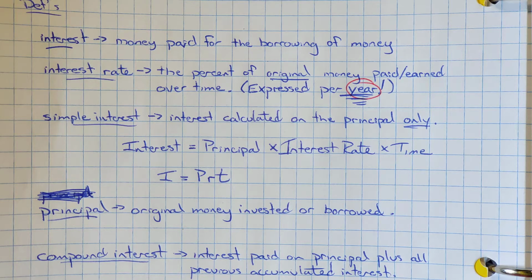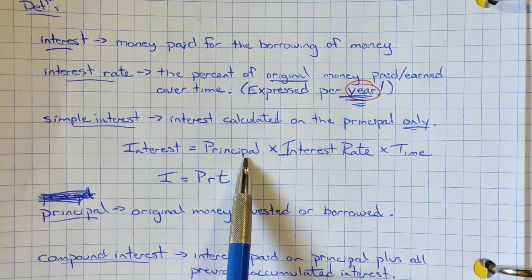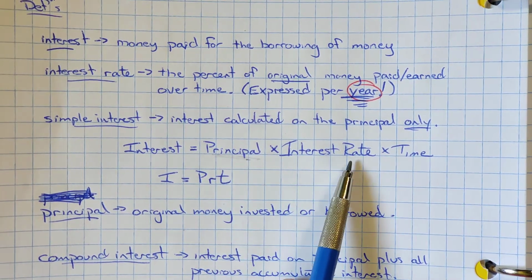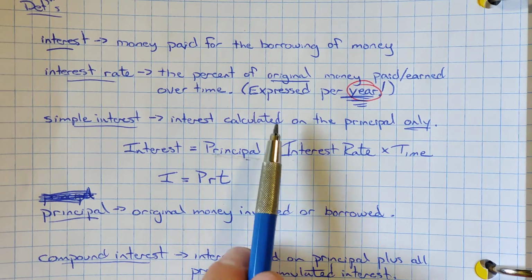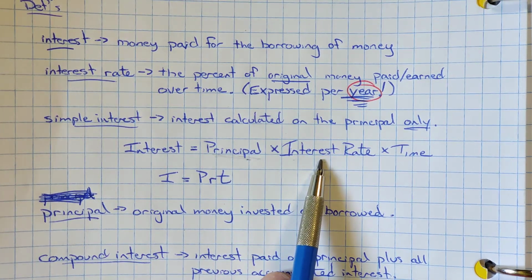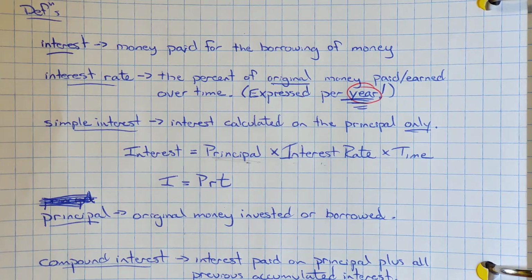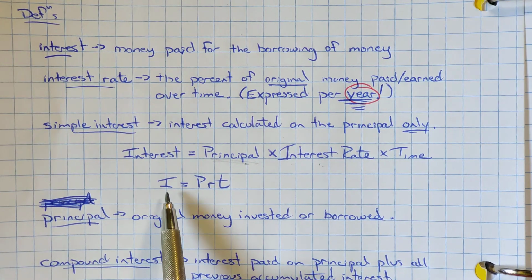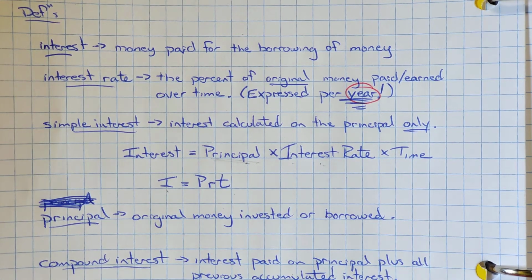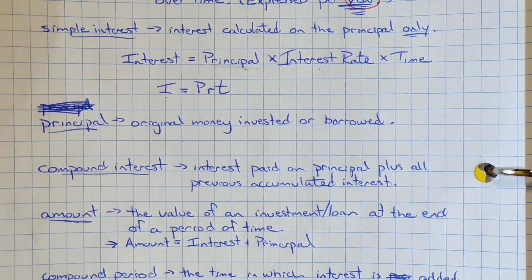So simple interest is calculated this way. The interest itself is the principal, so the original money borrowed, times the interest rate, the percent, generally changed to a decimal for convenience, and then the time frame that you're doing this over. So I equals PRT is the simple version of the formula. We've already talked about principal, and so now let's move on to beyond simple interest.